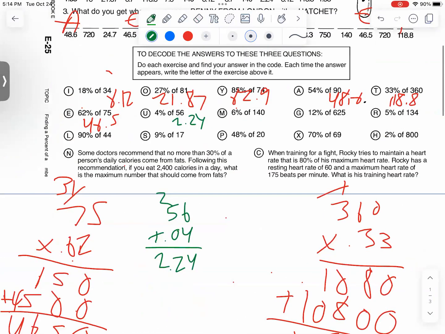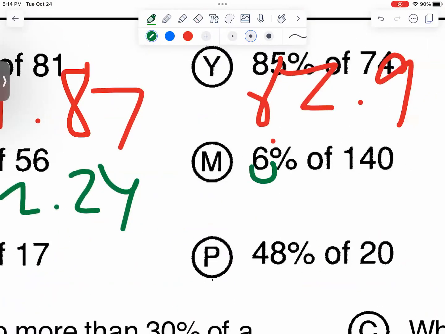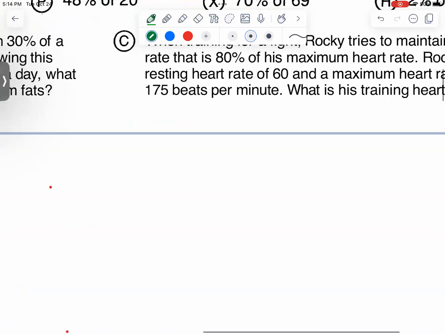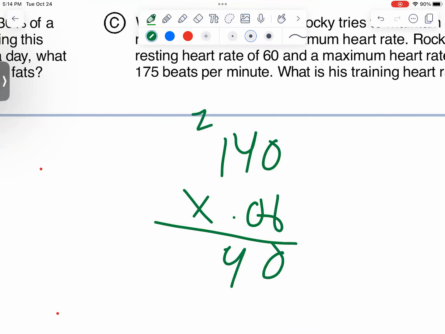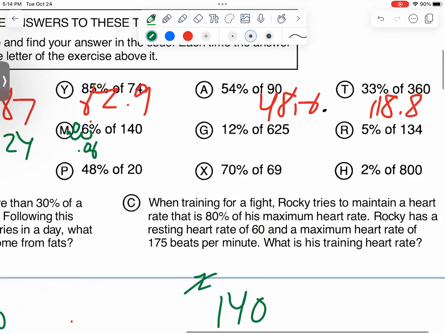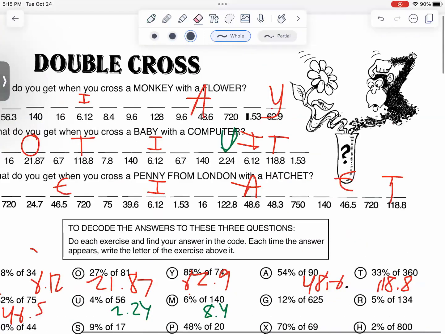All right. Similar one for M here. Okay, so we have 6% of 140. So you got to make sure you move the decimal over 2 places, right? So 0.06 times 140. 140 times 0.06. 0. We have 24. And we have 6 plus 2 is 8. 2 decimals in the problem, so 2 in the answer. 8.40 or just 8.4. That extra 0 doesn't matter. All right, so that is M for 8.4.